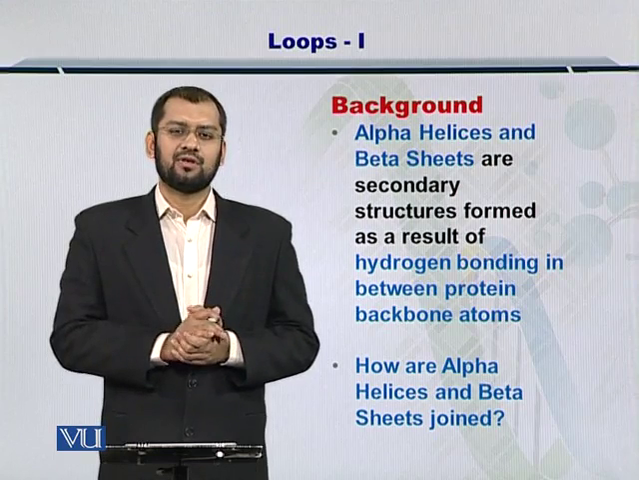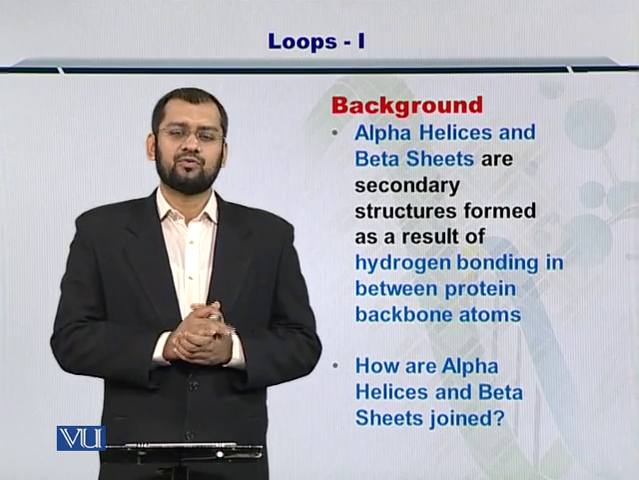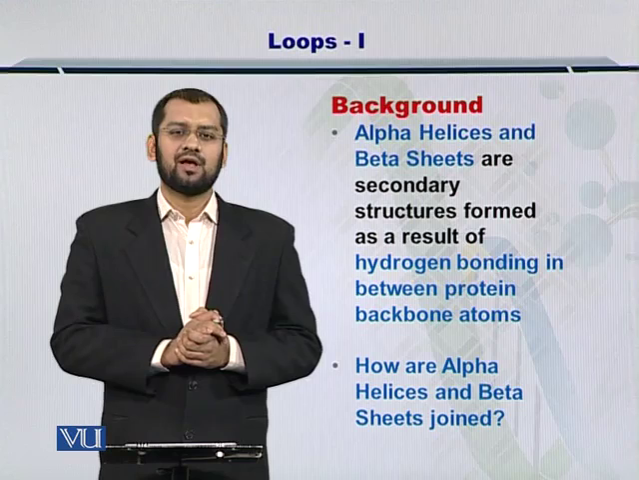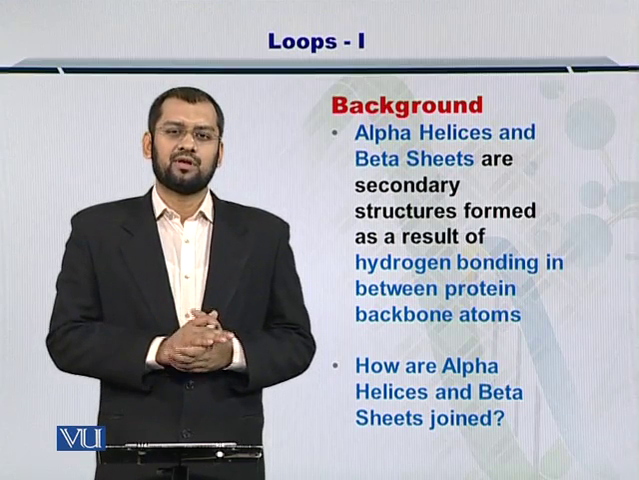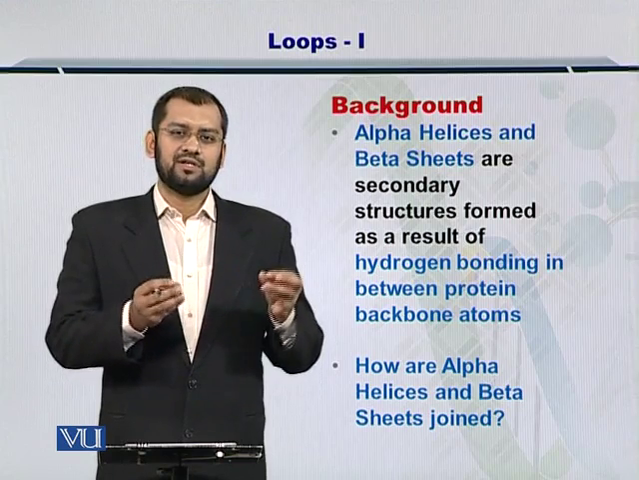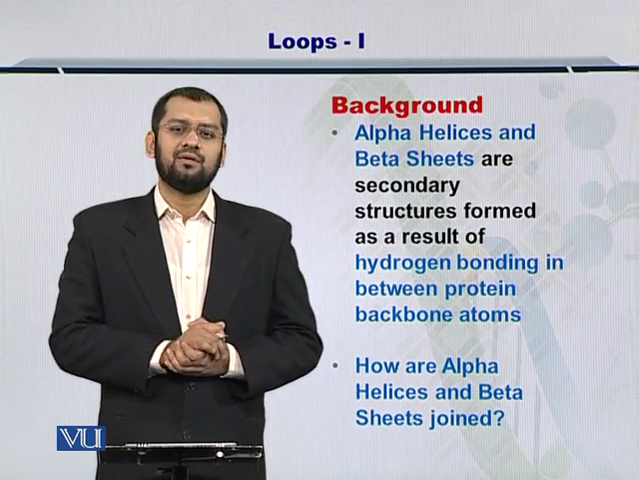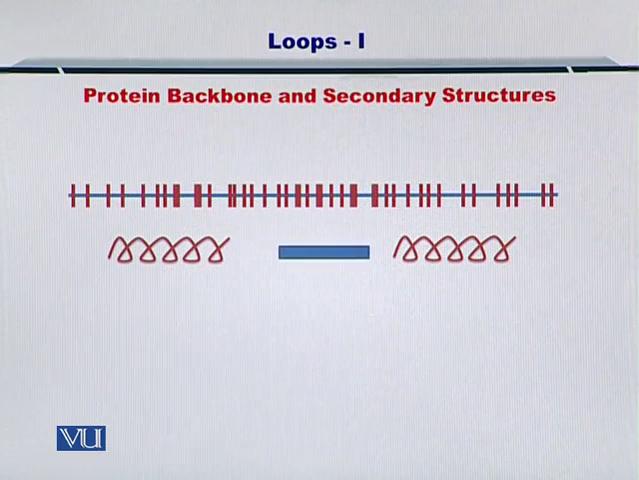In most cases, such portions of the backbone organize themselves into loops. So these loops end up essentially joining the alpha helices and the beta sheets. Let me show you by example how this organization looks like.